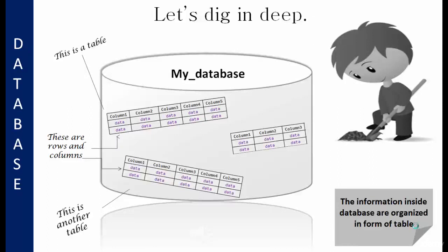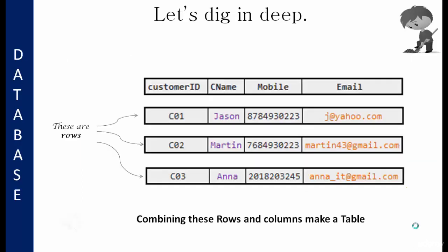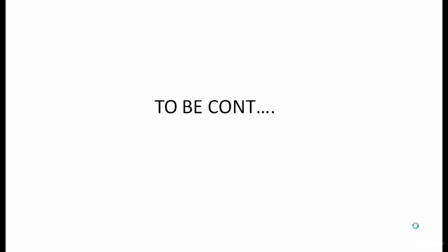So a database contains one or more tables. And a table lives inside your database and organizes your data in the form of rows and columns. These are rows and these are columns. Combining these rows and columns makes a table. So with that, let's move to our new chapter, which talks about creating a database and configuring a table using SQL statements.